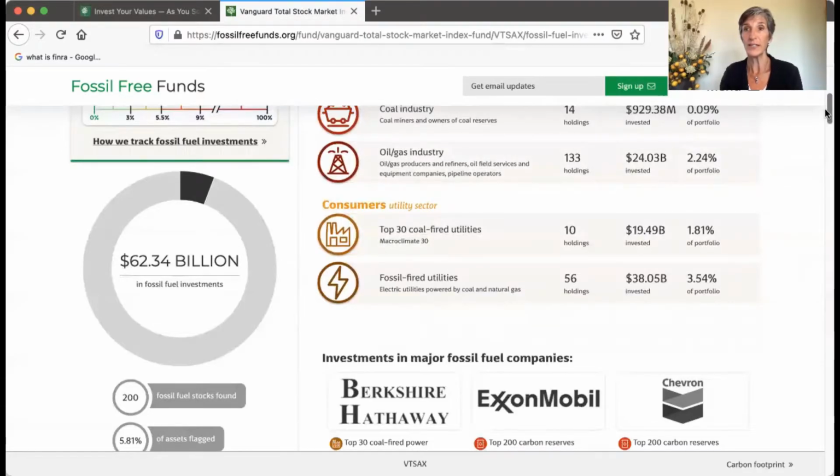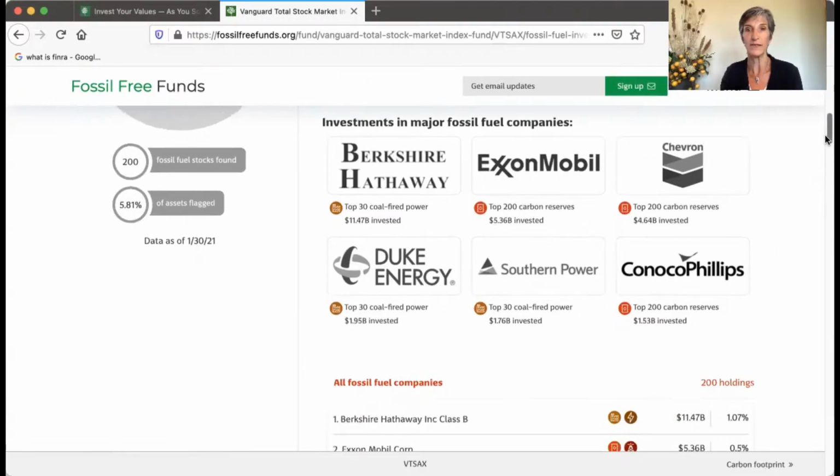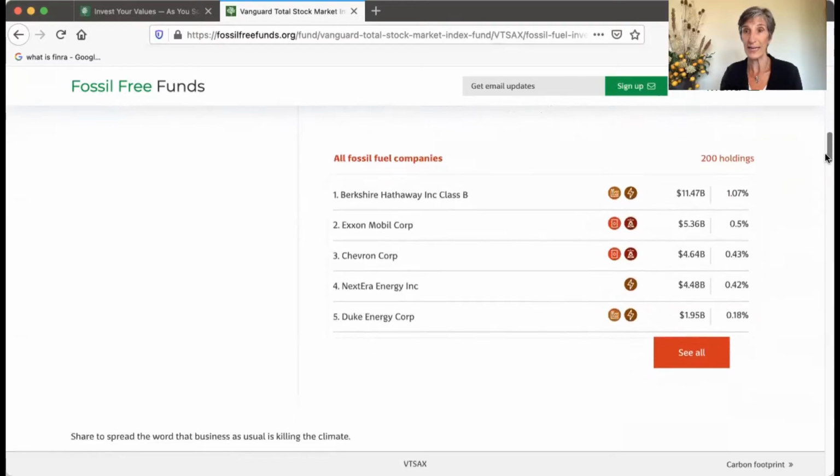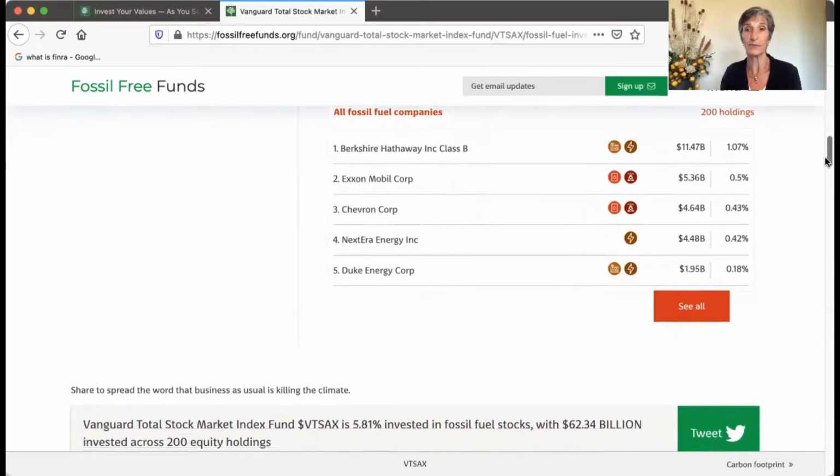Now, if you continue to scroll down, you will see here some of the major companies that this particular fund is invested in, more details on what those holdings are. You could actually look at all 200 holdings that make up that $62 billion and see exactly what this fund holds that's in the fossil fuel industry.